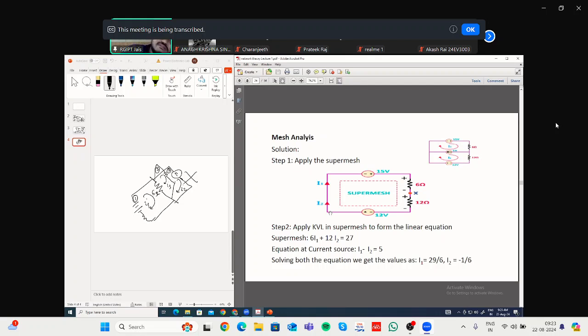Now the next part remains the same, that you have to write the KVL equation. But because in the upper mesh, you have considered the current I1 is flowing, and in the lower mesh, you have considered that the current I2 is flowing. Now we have removed the source, but the same currents I1 and I2 are considered. So how to write the equation? So simple.